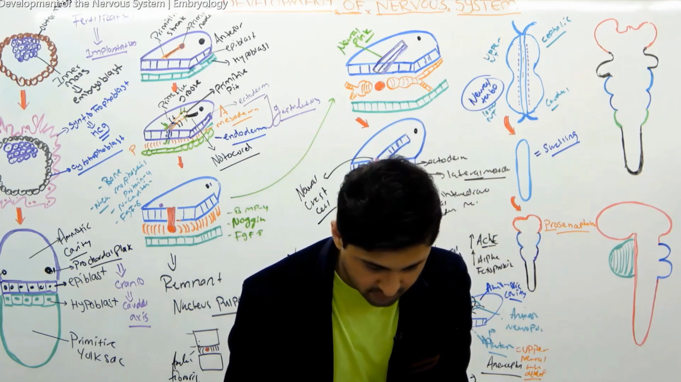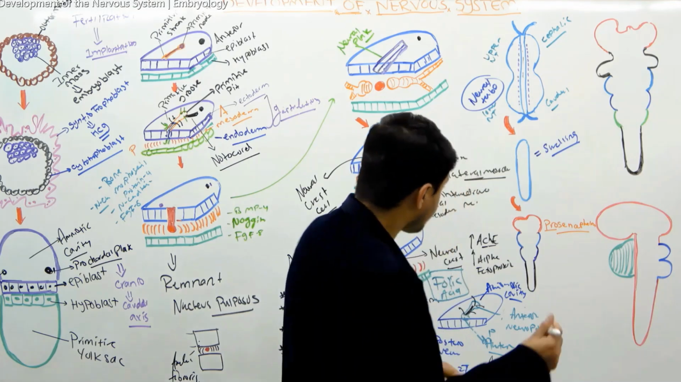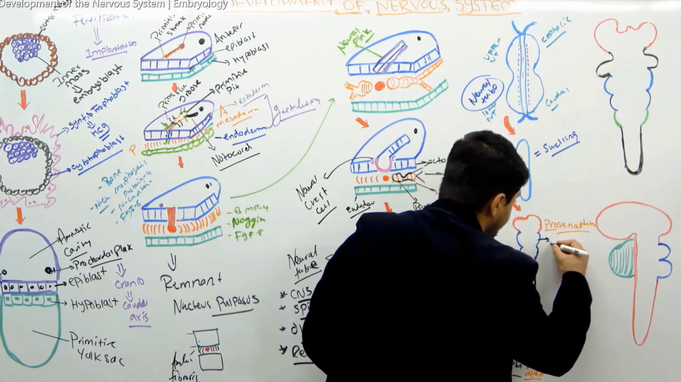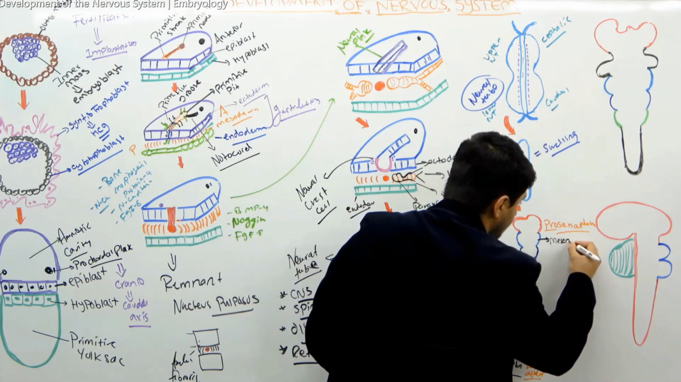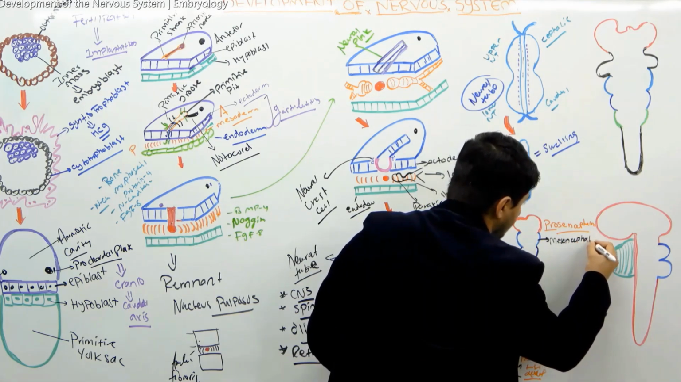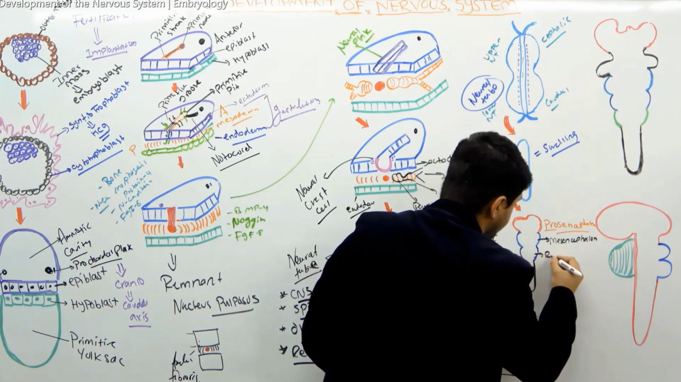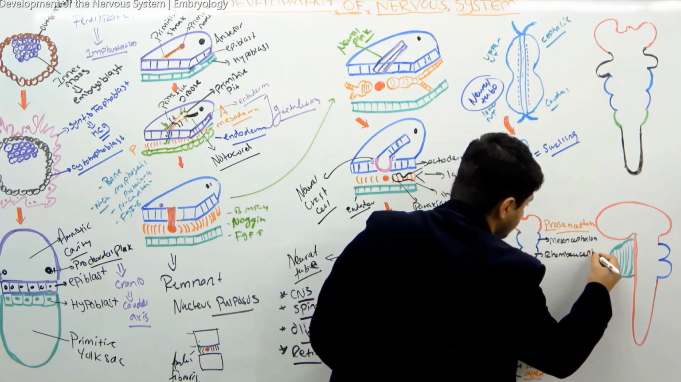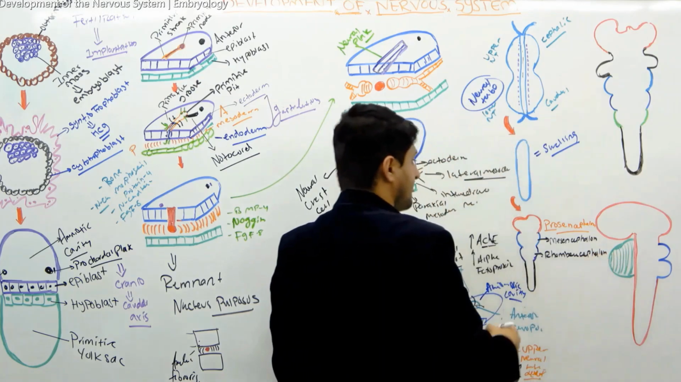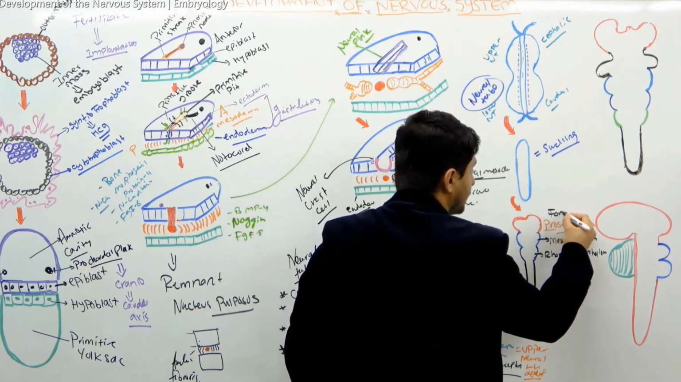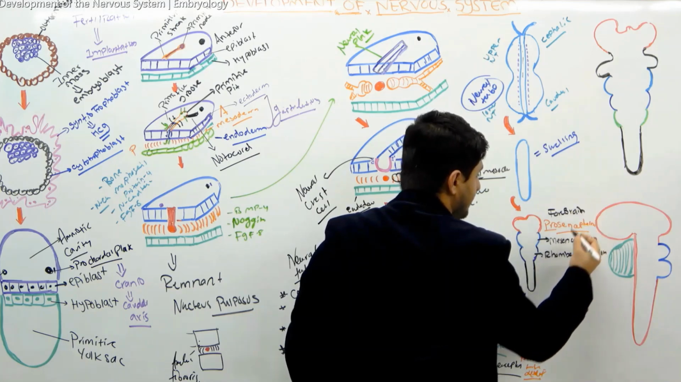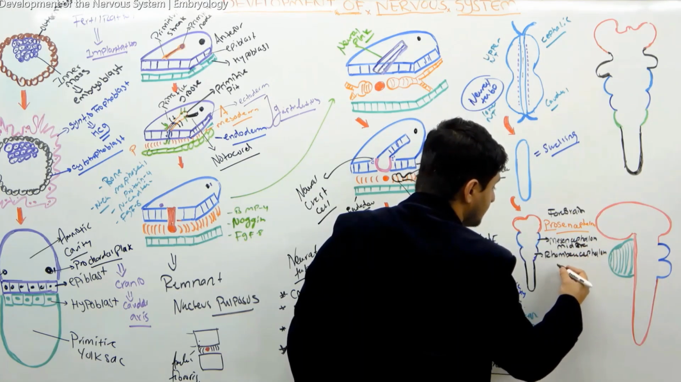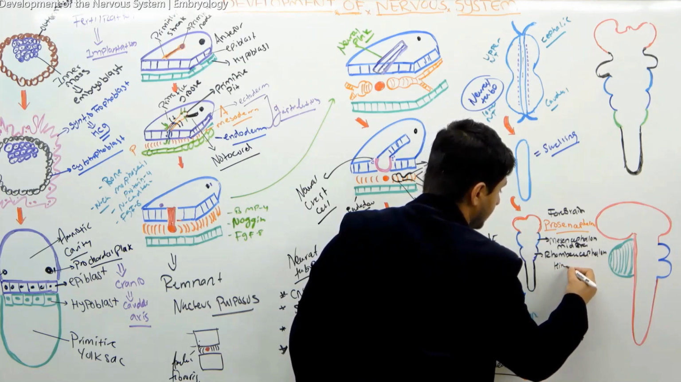And then, look, this one right here in the middle portion, we call the mesencephalon. And then this is called your rhombencephalon. All right? Remember, the prosencephalon is also called the forebrain, the mesencephalon is called the midbrain, and the rhombencephalon is called your hindbrain.